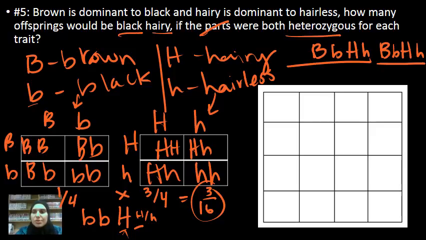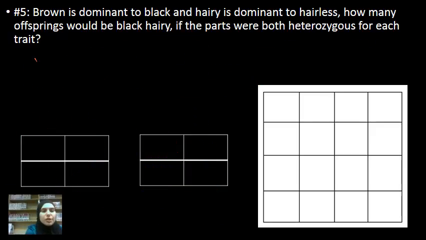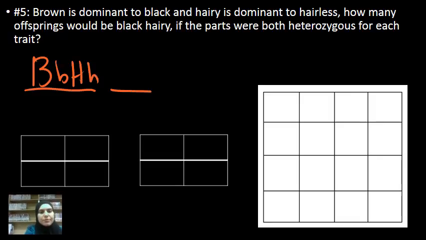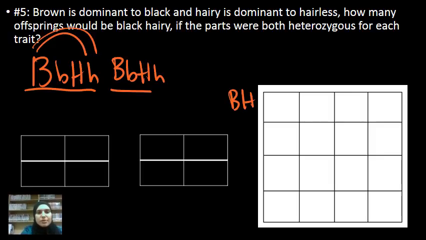If we were going to do the large Punnett square, let's go ahead and erase this. If I were going to do the large Punnett square, this is my parent. That's one of them. And here's the other one. In order to do the other Punnett square, I have to do FOIL. So I would do FOIL.